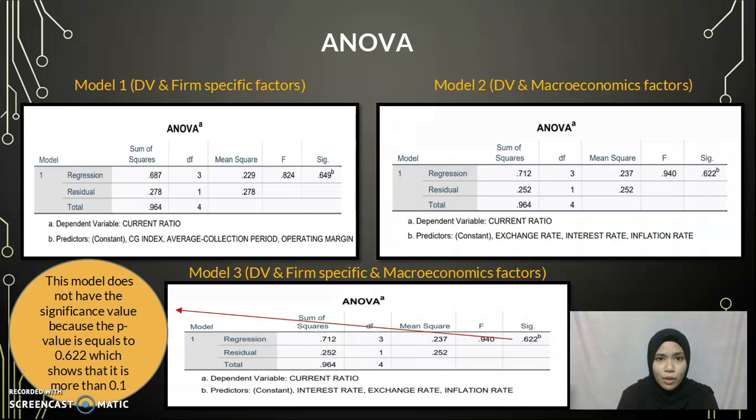From the ANOVA table above, this model does not have a significant value because the p-value is equal to 0.622, which is more than 0.1.